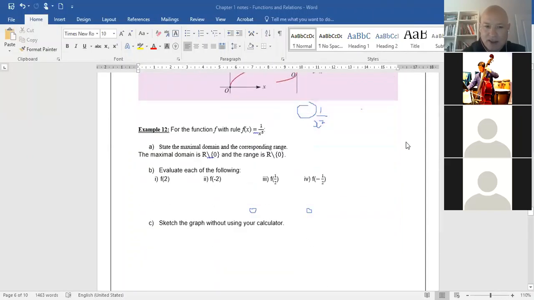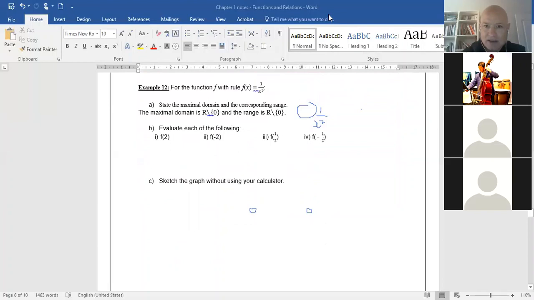Okay, so let's do an example. Better clear that, not save it. Example 12 says, for the function f with the rule f of x equals 1 on x to the power of 5, state the maximal domain and the corresponding range. Well, the only time this will not exist is when this denominator equals 0. And that will equal 0 when x equals 0. So we've got our maximal domain of all reals except 0.